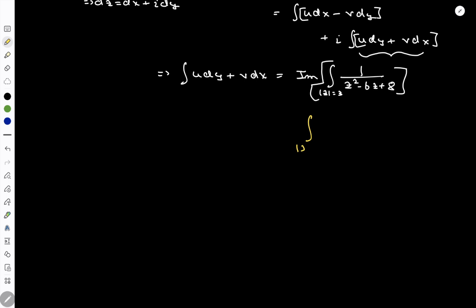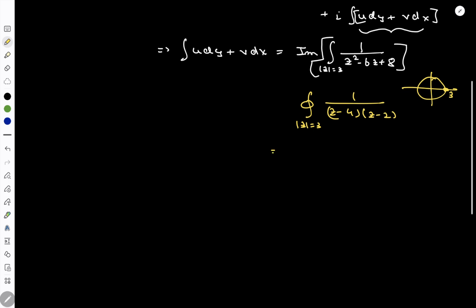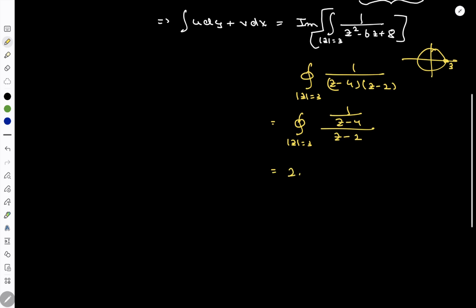So the contour integral over mod z equal to 3. I can factorize it out in the following sense, right? z minus 4 times z minus 2. And the region is basically this. So this is your point 3, right? Observe that z equal to 4 is not within this region. So therefore, the function 1 over z minus 4 is analytic in this region in all possible senses. So I can write this as the integral over mod z equal to 3 of 1 over z minus 4 divided by z minus 2. And then by immediately applying the Cauchy integral formula, I will get it to be 2 pi i times 1 over 2 minus 4, which is minus pi i.